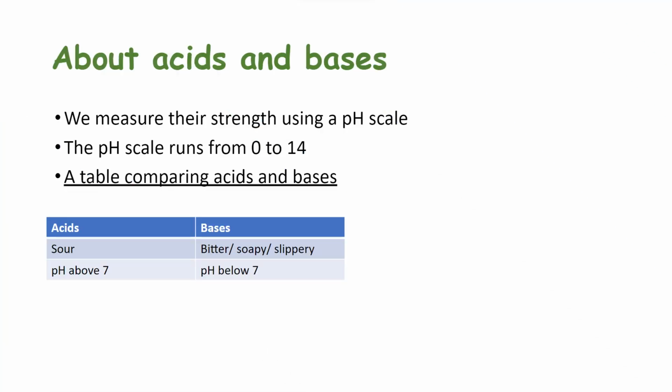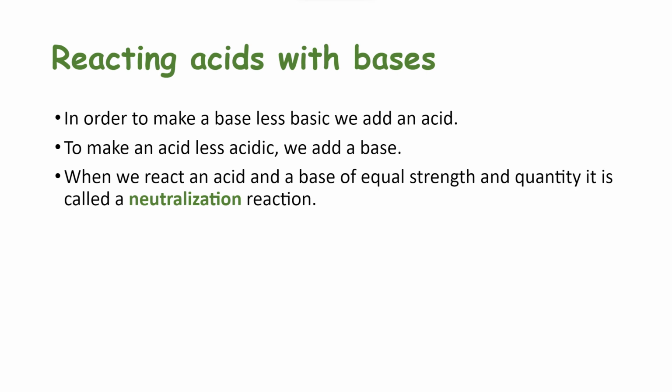Acids usually have a sour taste, for example, lemon, whereas bases are usually bitter or soapy. If you want to make an acid less acidic, you can add a base to it. And likewise, if you want to make a base less basic, you can add an acid. So, what do you think would happen if I put an acid into a base and there were equal quantities and strengths? If you said it will become neutral, you are correct.